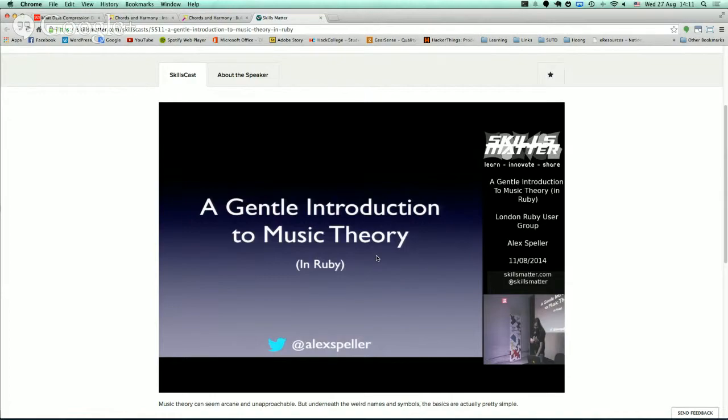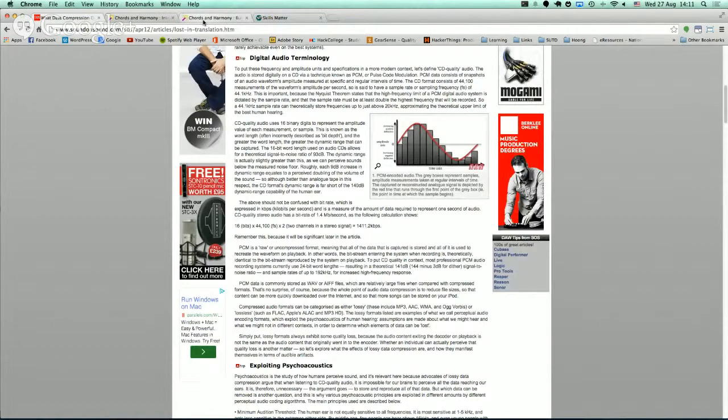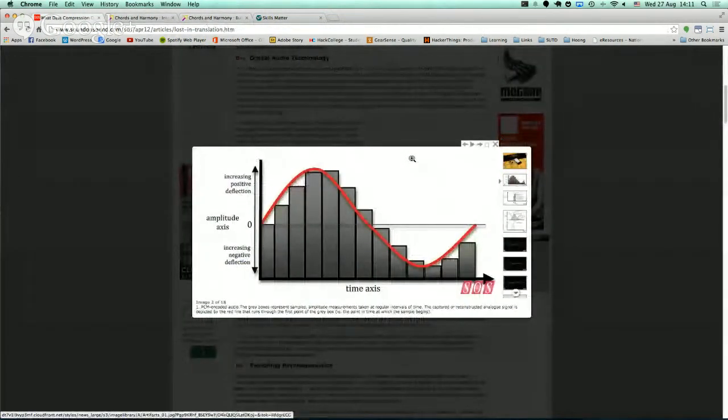The first thing you would need to know is how sound works. Most of us know that sound is a wave, right? We understand sound as a sine wave, and the easiest way to look at that wave is as a sine wave. If you're going to use Ruby or any other programming language to produce sound, you need to understand how computers understand sound.